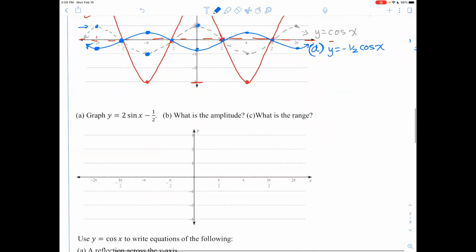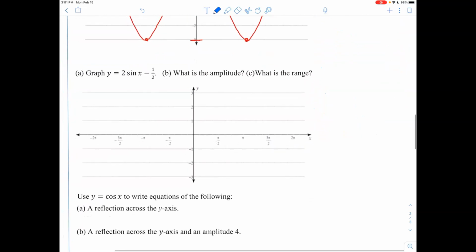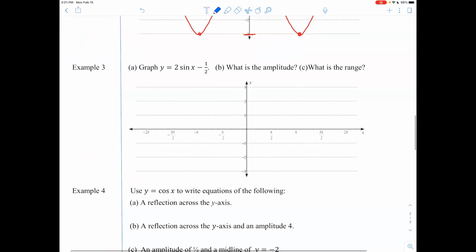All right, so last one here of graphing. Here we're going to, let's look at this, let's take apart this equation here.